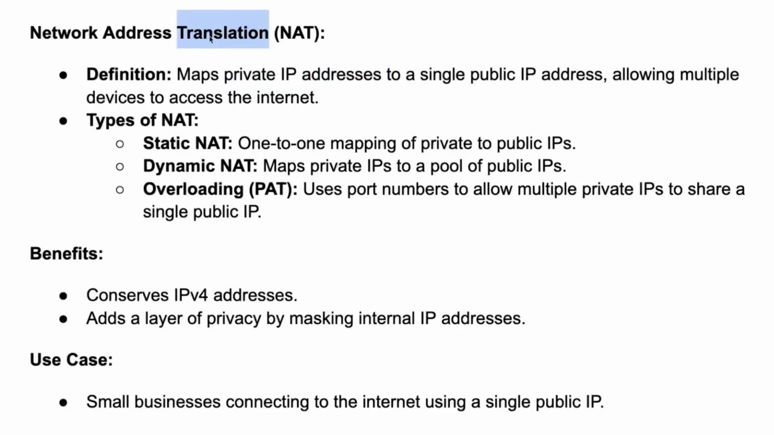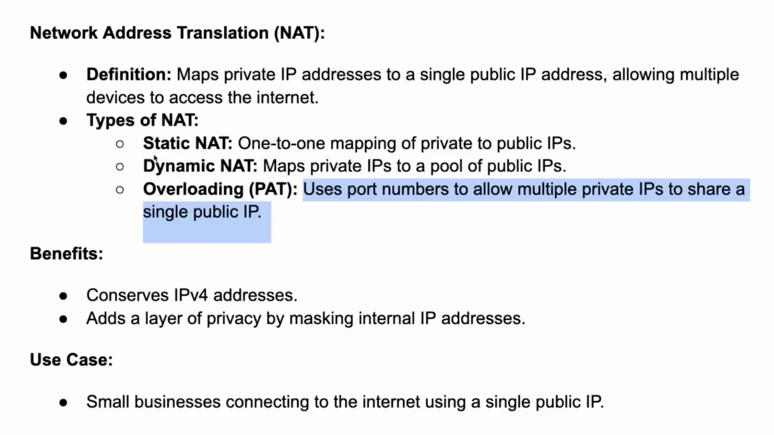So it translates the addresses of the network, right? It takes private IP addresses, it can map multiple addresses to a single public IP address, and it allows multiple devices to be able to access the internet. So you have the static NAT, which is a one-to-one mapping of private to public IPs. You have the dynamic NAT, which maps private IPs to a pool of public IPs. And then we have overloading, which is PAT as well, that uses port numbers to allow multiple private IPs to share a single public IP.